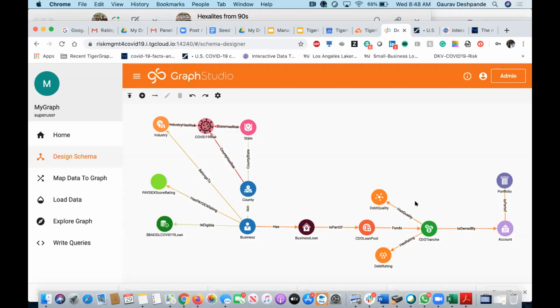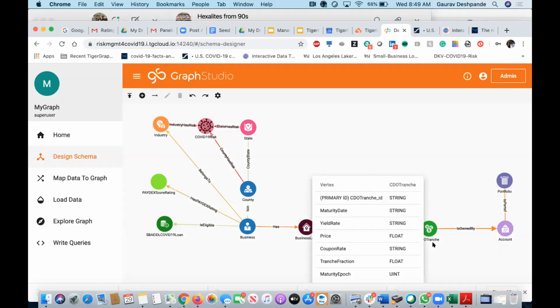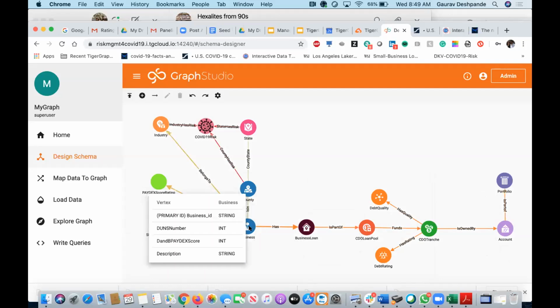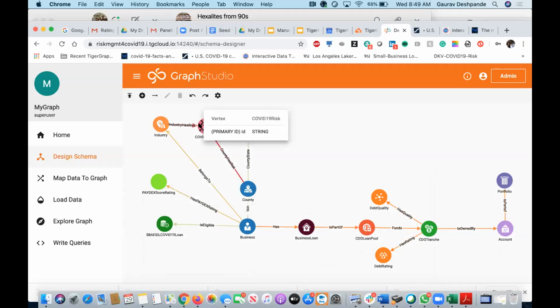Excellent question. In a relational database, if you look at just constructing this model, just on the left-hand side or the right-hand side, you have so many joins that have to be done, right? You have to take the account table, join that with the CDO tranche table, join that with the loan pool, join the loan pool with business loans, with business information onto the county, state, and industry information. So it becomes a complex star join situation, which takes a long amount of time, and then the amount of risk assessment that you have to run through every time there is a change.